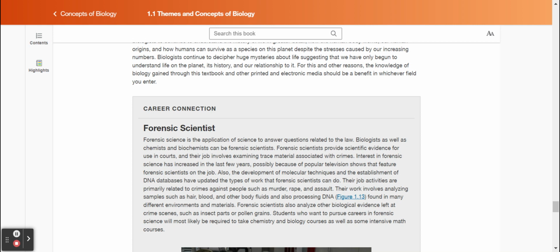For this and other reasons, the knowledge of biology gained through this textbook and other printed and electronic media should be a benefit in whichever field you enter.